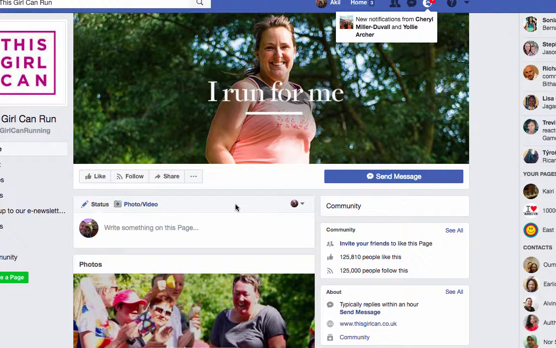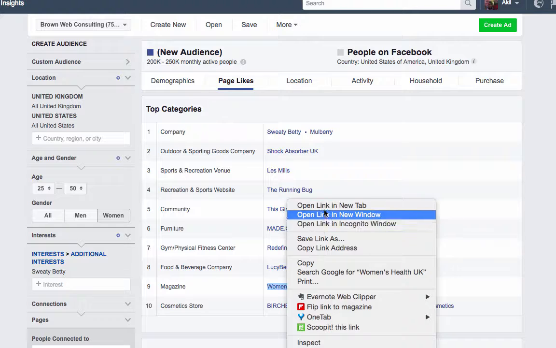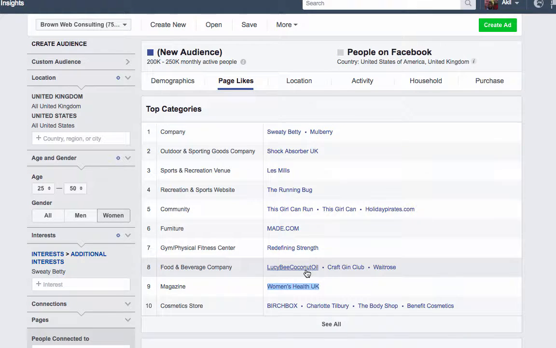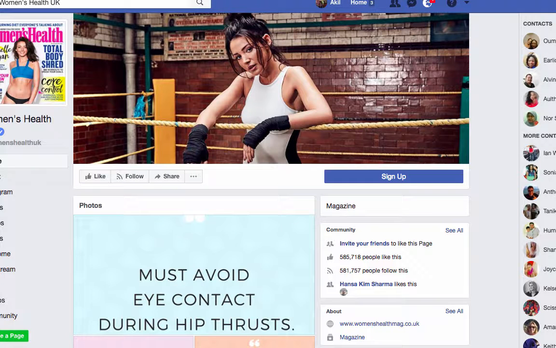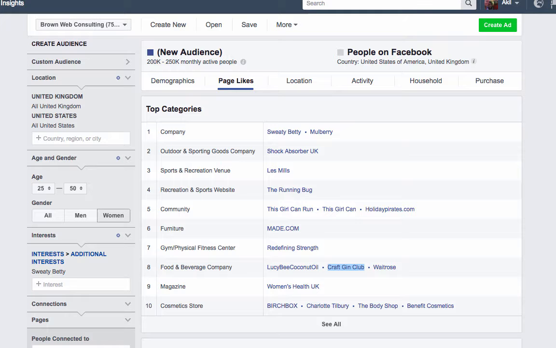So again, that's kind of one of your target audiences, so you might want to check that out. You can see the Running Bug or maybe Women's Health UK. You might want to look into that. Or you could look at Lucy B coconut oil, which you probably would have never guessed if you didn't use this, or Waitrose, or Craft Gin Club. I'm not too sure what that is about, but I'm just going to look at the page. So you can see women's health is here. Obviously, fitness, women's apparel. This is one of your target audiences, UK or it could be US, it doesn't matter. And I'm taking it that people who like fitness like a bit of gin, so maybe that's some of the pages that they like.